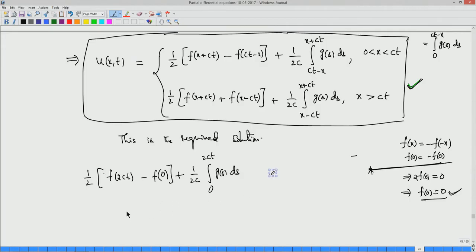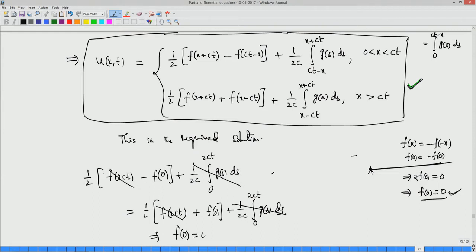as that part when you put x equal to c t from the right hand side. If you do that, you get half times f of 2 c t plus f of 0, plus the same 1 by 2 c integral from 0 to 2 c t of g of s d s. So, this gets cancelled and this also gets cancelled. What you are left with is f of 0 is 0. Similarly, you can show that g of 0 is also 0.